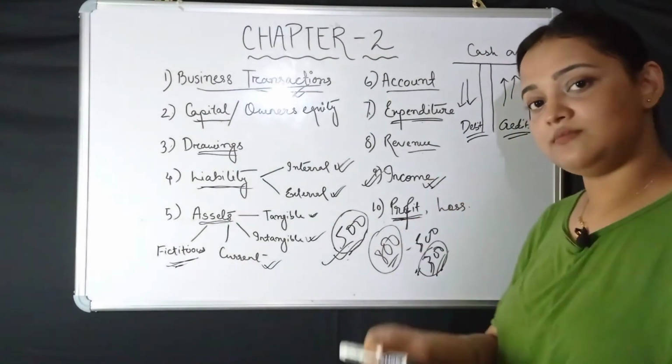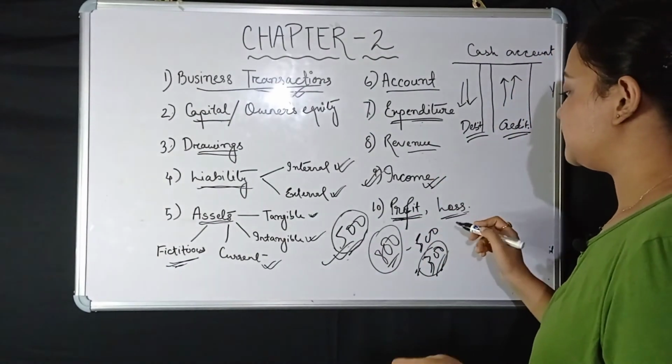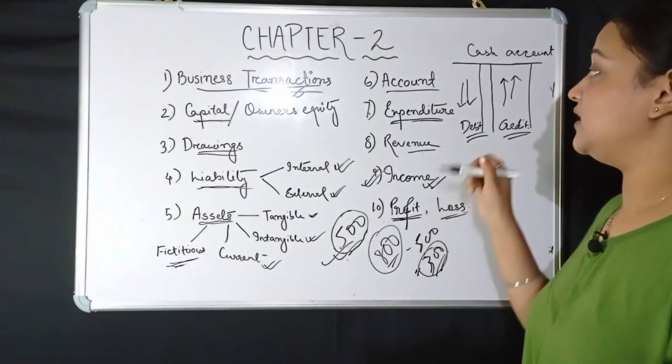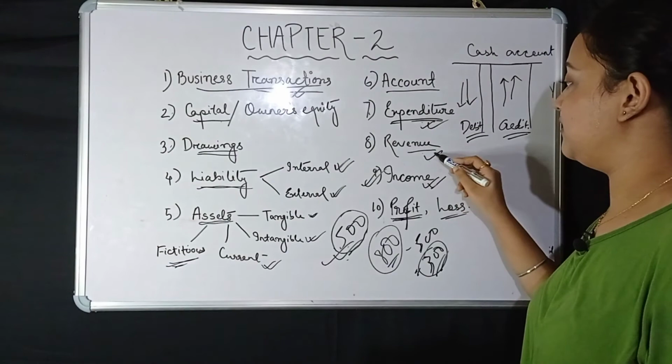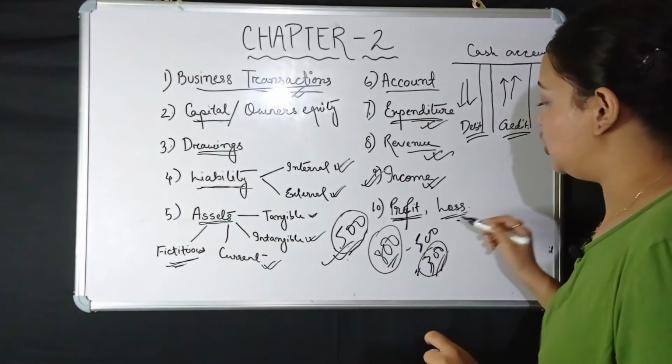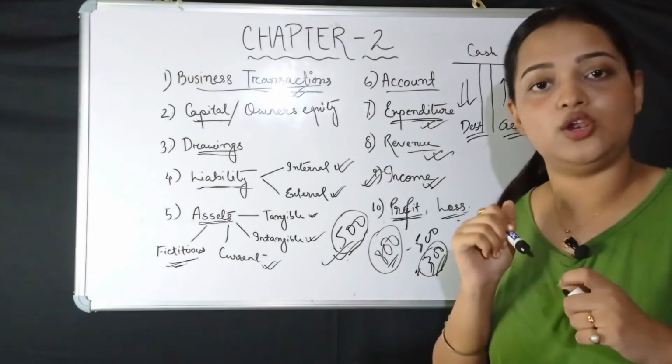All right, similarly what is loss? जो हम साल के एंड में ascertain करते हैं अगर हमारा expenditure ज़्यादा हुआ हमारे revenue से, okay, what is that called? That is called loss. All right, that is called loss.